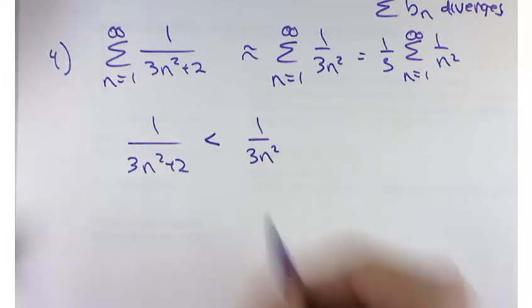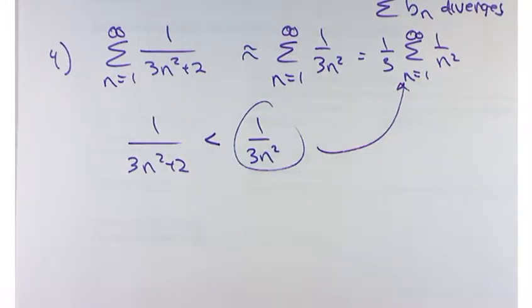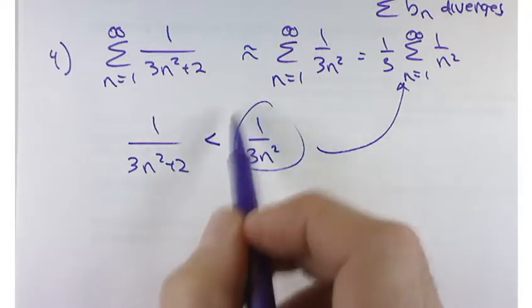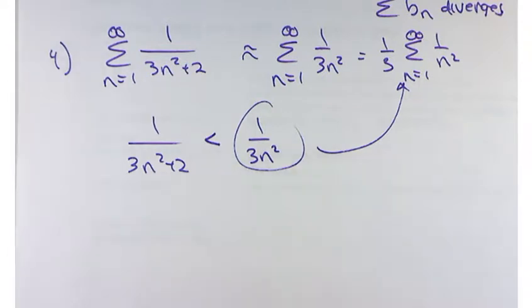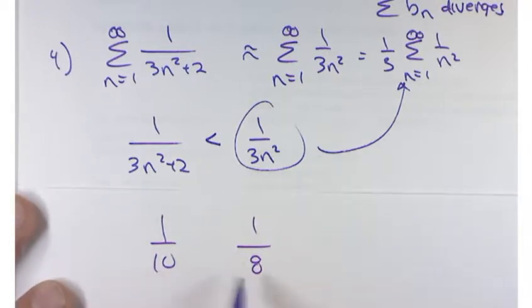Perfect. Now, this is my convergent p-series. If you make the denominator smaller, then you're going to make the overall quotient bigger. So for instance, let's look at it with some numbers. If I have 1 over 10 and 1 over 8, if I make the denominator smaller, I make the quotient bigger. So 1/10 is smaller than 1/8, or 1/8 is bigger than 1/10.